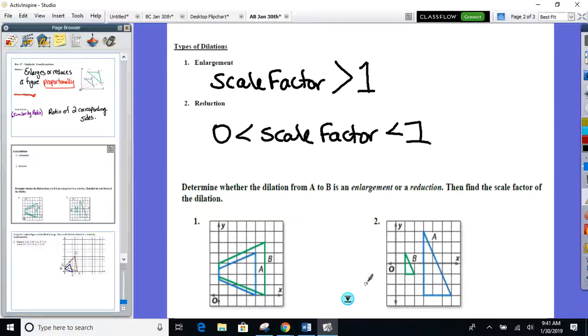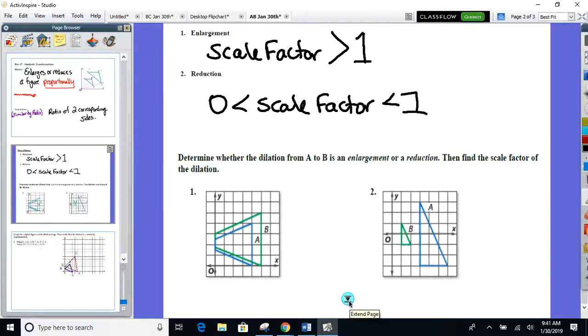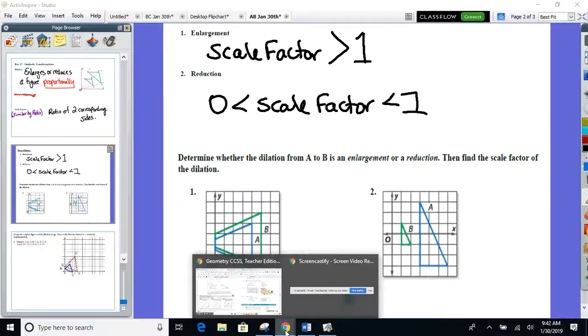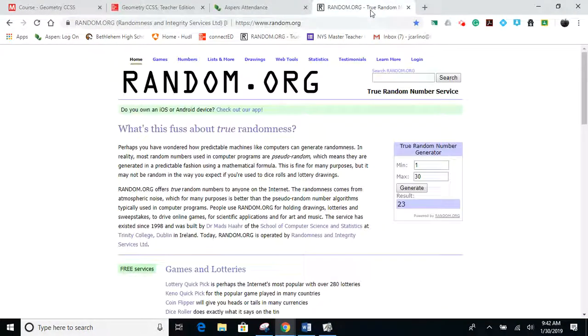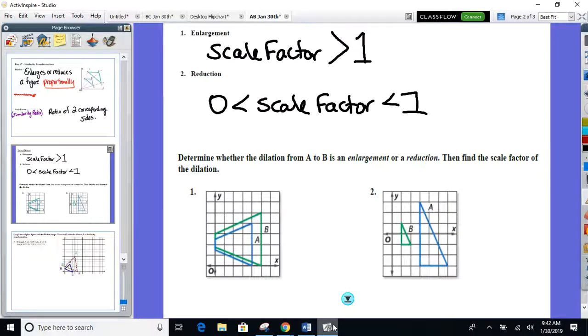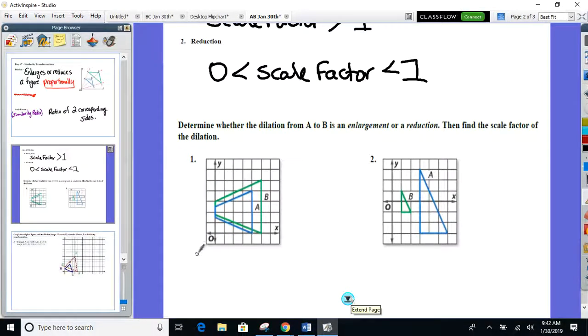All right, so I'm going to turn this over to you guys now. I've got 2 diagrams there on the next page. We're going from figure A to figure B. First, tell me if it's an enlargement or a reduction. A to B, enlargement or reduction? You get the easy one first. Here we go, 16, enlargement or reduction? Yep, that was an easy one, huh?